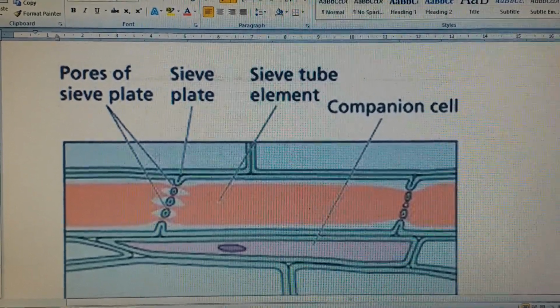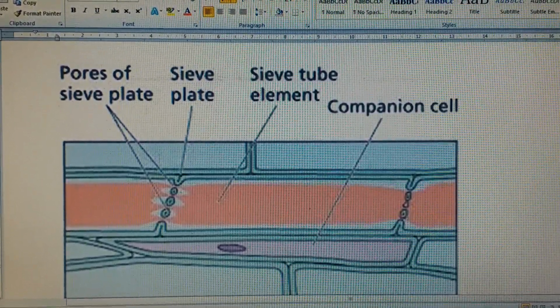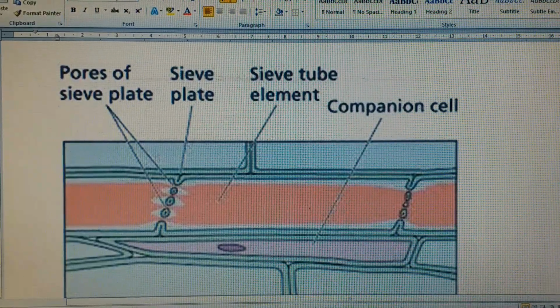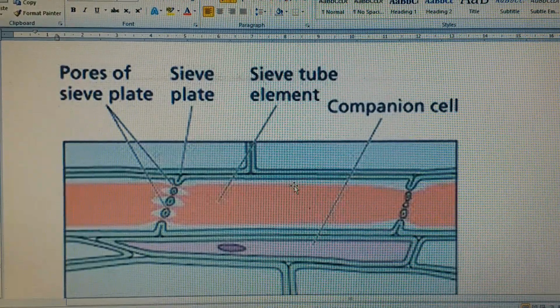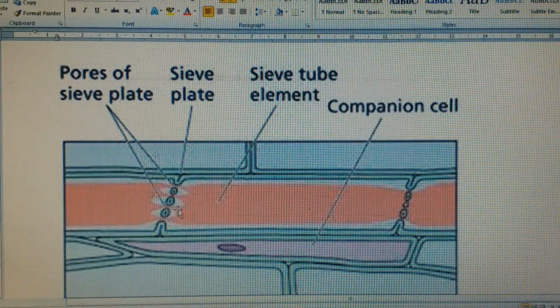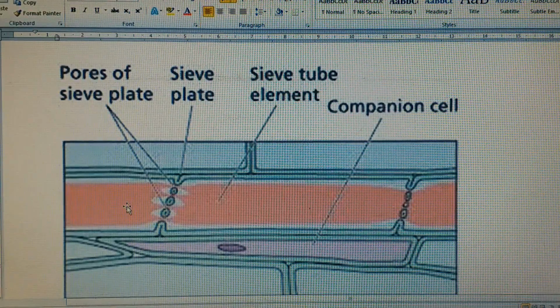Here is the longitudinal section of sieve cells. You can see these are the pores through which the food can flow out and be conducted.